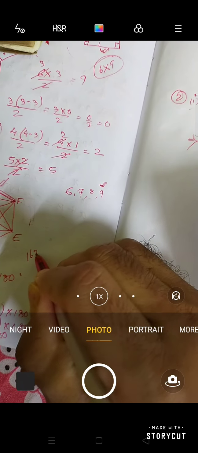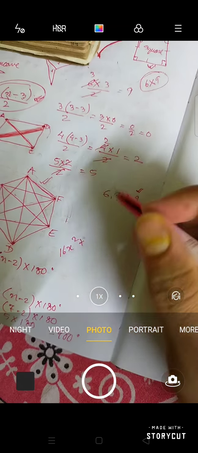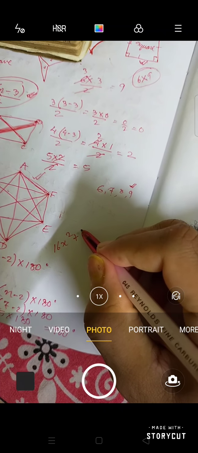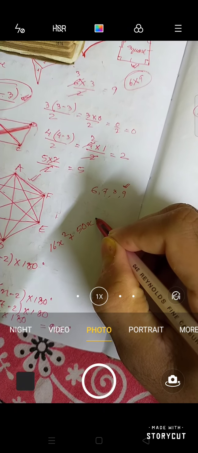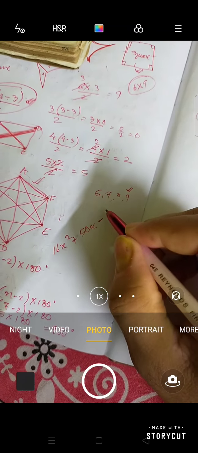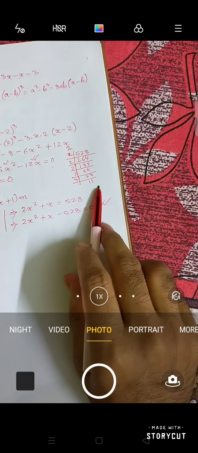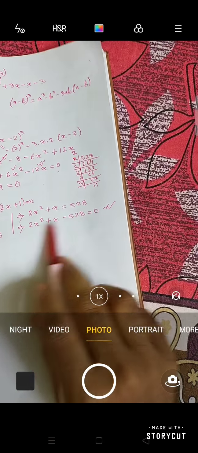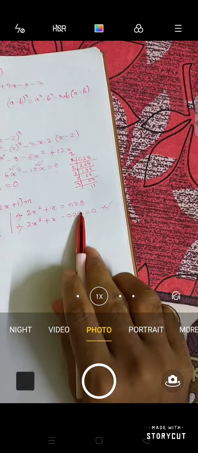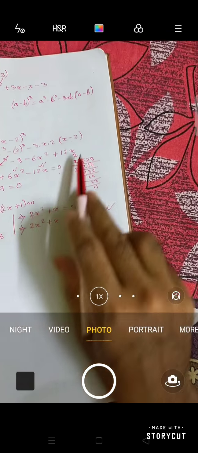For example, if you are having a question like 16x square plus 50x minus, just an example I am giving you. So we have taken the prime factorization of this, and we know that the first number and the last number should be multiplied, and after multiplying only we take the prime factorization. So what I did, I have taken the last number's prime factorization separately, and this 2 is extra, so I have put it over here.